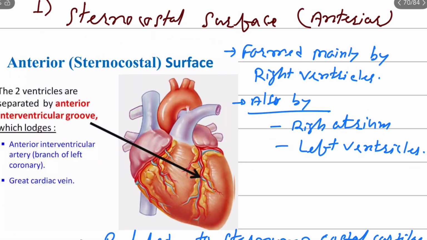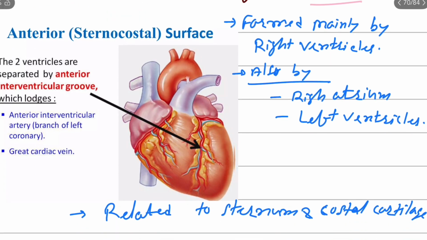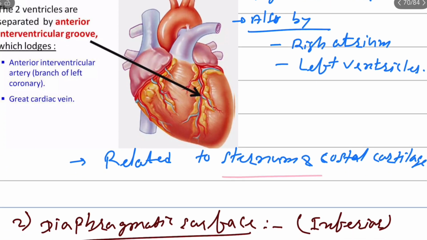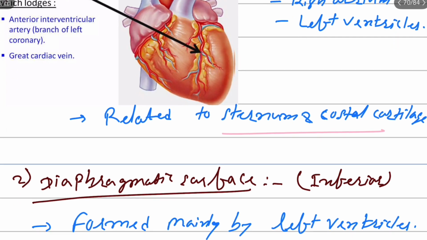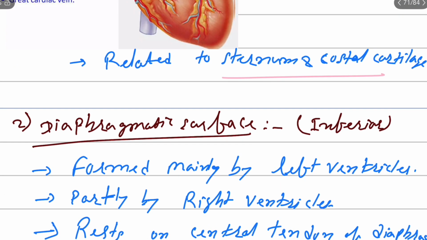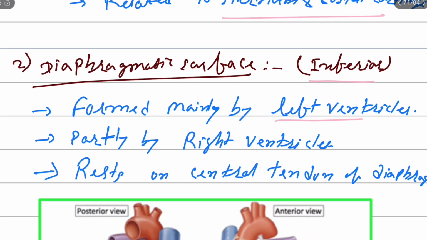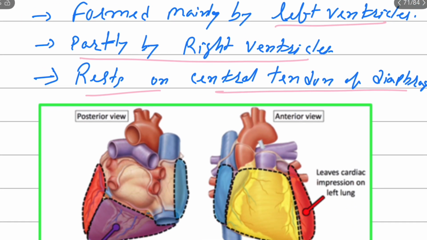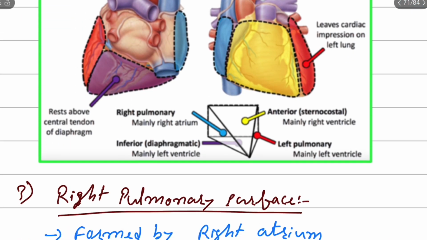Sternocostal surface, this is the anterior surface, formed mainly by the right ventricle, and also by the right atrium and left ventricle. It is related to the sternum and costal cartilages. Diaphragmatic surface, inferiorly, is formed mainly by the left ventricle, partially by the right ventricle. It rests on the central tendon of the diaphragm.